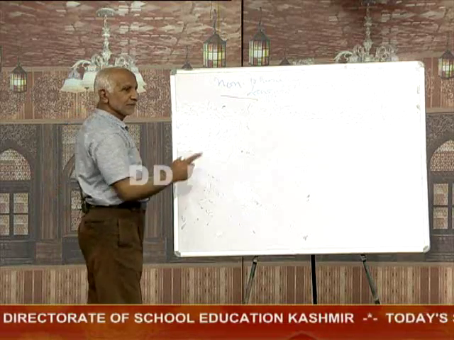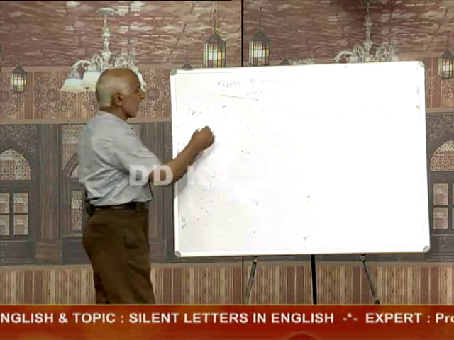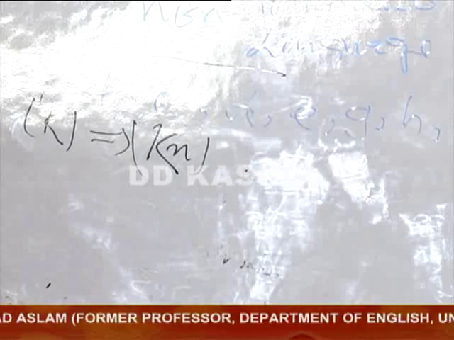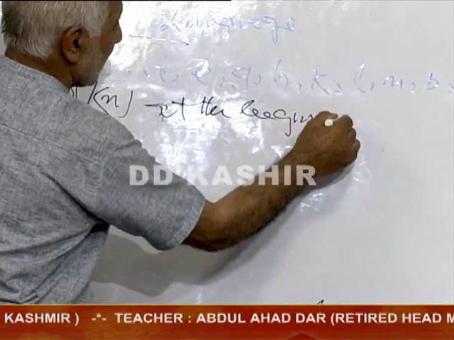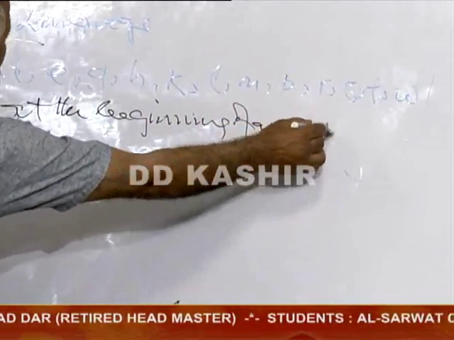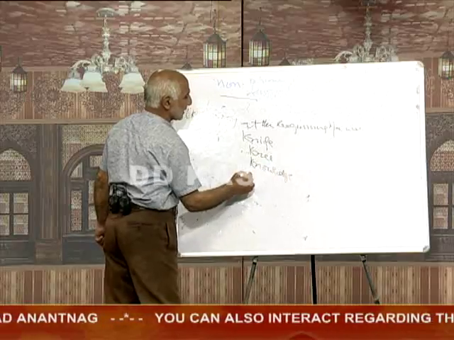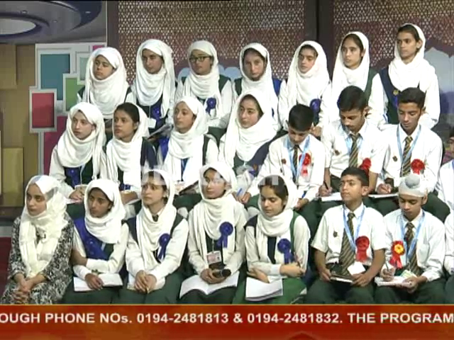Now, next to H, we have the letter K. Letter K is usually silent in the combination KN at the beginning of a word. For example, knife, knee, knowledge, night, and so on. You find in this combination KN at the beginning of a word, K is silent.